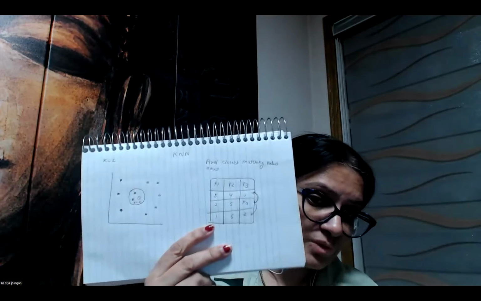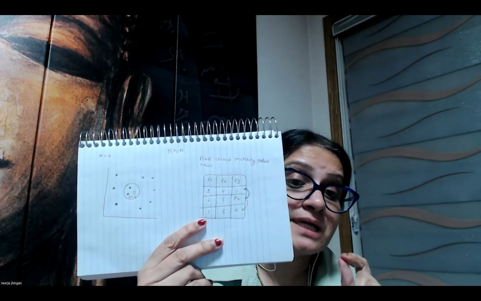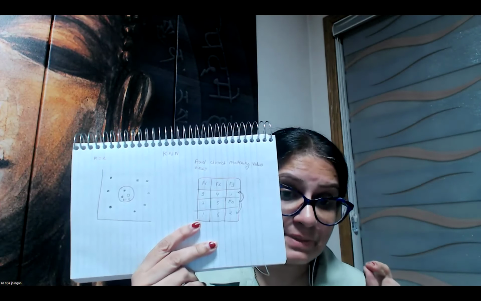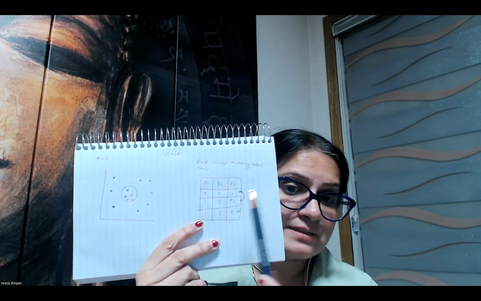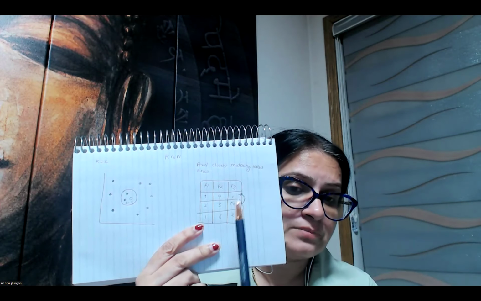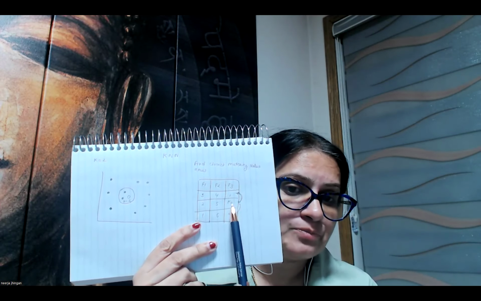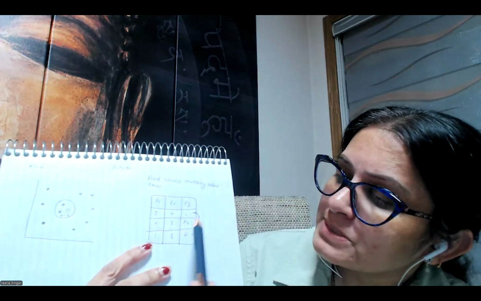Now the next method is KNN. Okay, so KNN means k nearest neighbor. Look at this data set. So you again have three columns. There is one missing value, right? So this is your missing value.